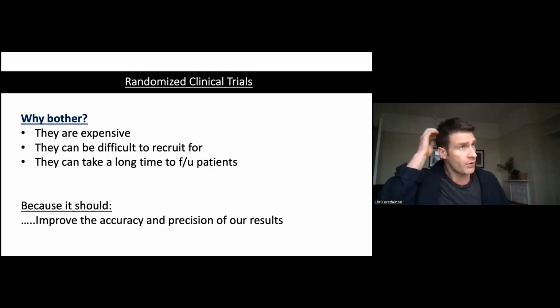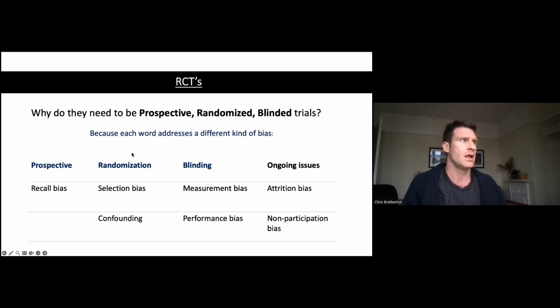And why bother doing trials? They're expensive, they take a long time, they can be difficult to recruit for, but the whole point is that they improve the accuracy and the precision of your results, which I'll show you in a sec. So the question is, why do they need to be prospective, randomized, blinded trials? And the answer is that every word there really is designed just to eliminate a different source of bias. So when you're thinking about why those words are used, it's because of this reason.